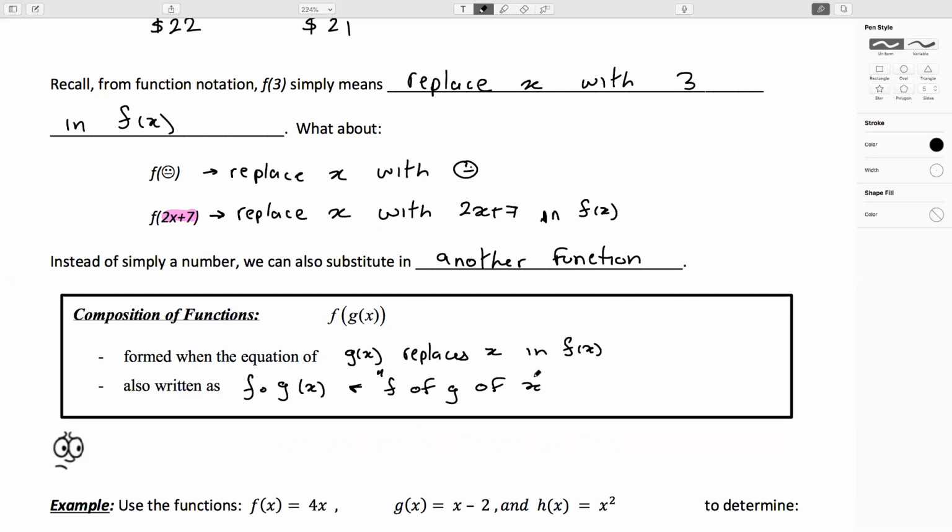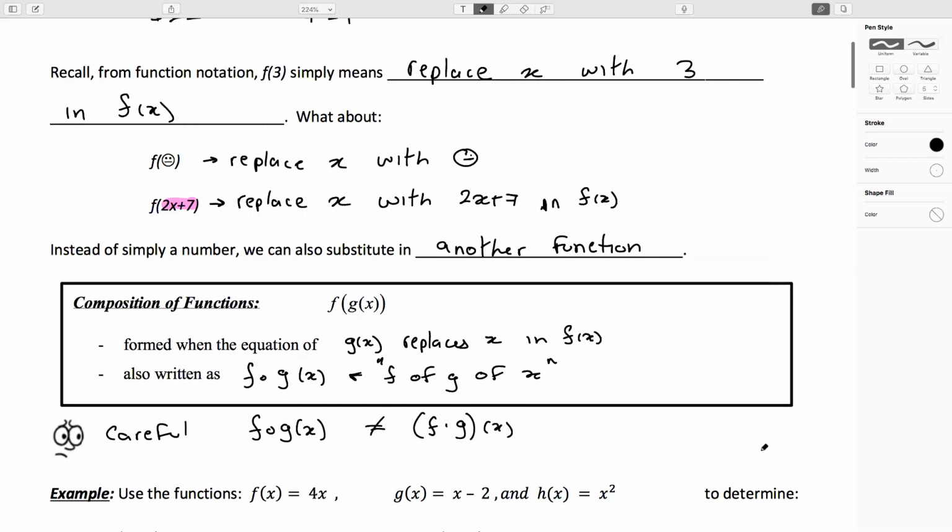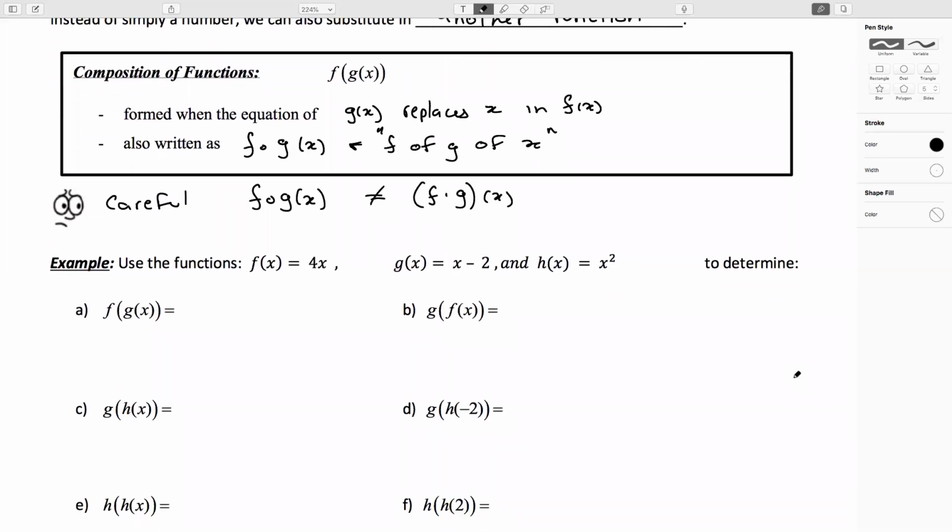And we've got this concerned face here. That's because there's something you've got to be careful about. And that's that f of g of x is not the same thing as f times g of x that we talked about yesterday. So the one on the left means you replace x with g of x. The one on the right means you take the entire function f and the entire function g and you multiply them. So a slight difference in notation, but it makes a big difference in how we handle the question.